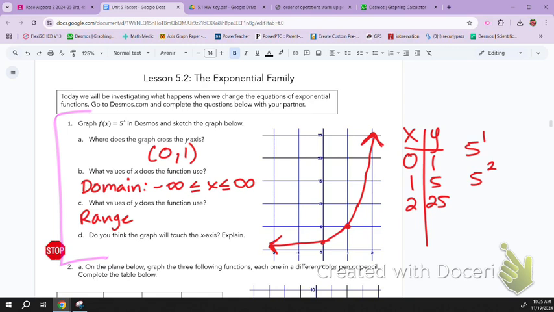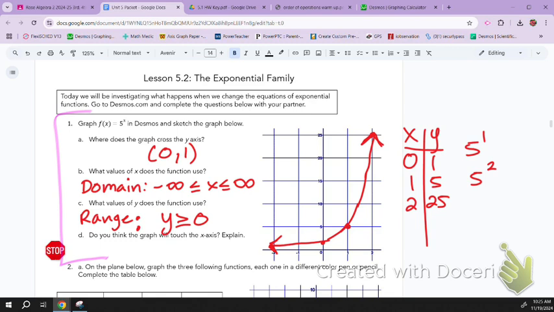What about the range? What about the y values? What do you got, sir? 0 is less than or equal to y. Okay? You could write it that way. I'm going to write it the other way. Y is greater than or equal to 0. It's the same thing. You just flipped it.